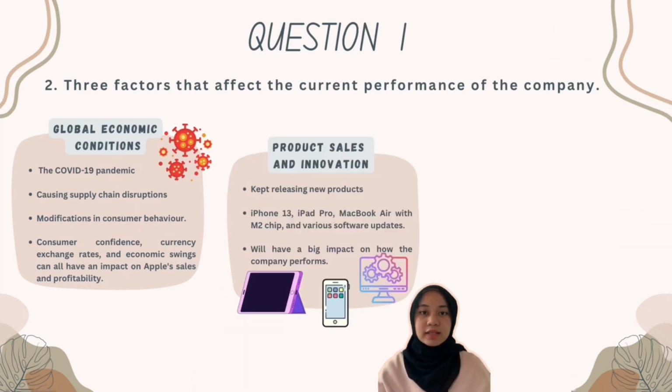Next is product sales and innovation. Sales of an innovation in Apple's product have a significant impact on its financial performance. The firm kept releasing new products in 2021 and 2022, including the iPhone 13, iPad Pro, MacBook Air with M2 chip and various software updates. The success of these product introductions, as well as Apple's capacity for innovation and staying one step ahead of rivals, will have a big impact on how the company performs.